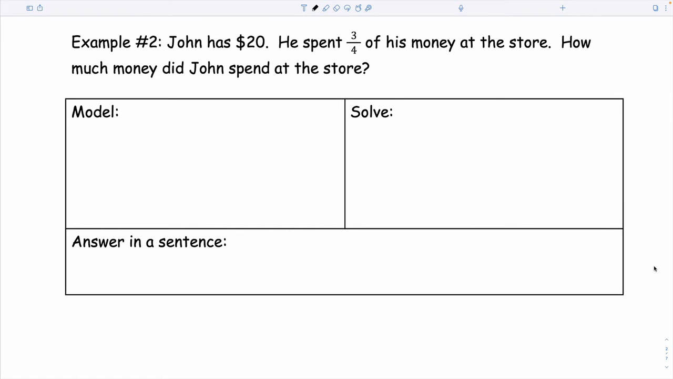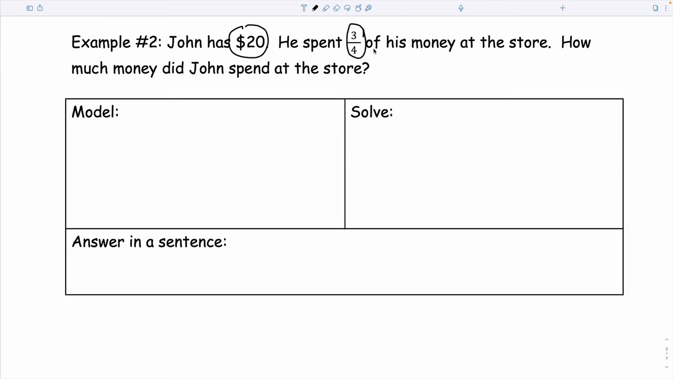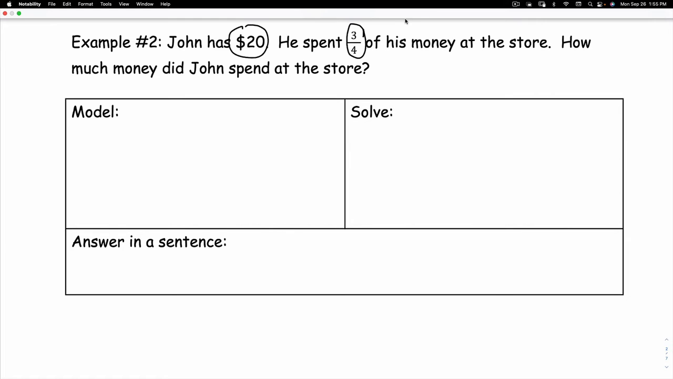Example 2, volunteer to read it. You've already missed the whole first example. Tatum, go. Example 2: John spent 3/4 of his money at the store. How much money did John spend at the store? What's the key word for this problem?